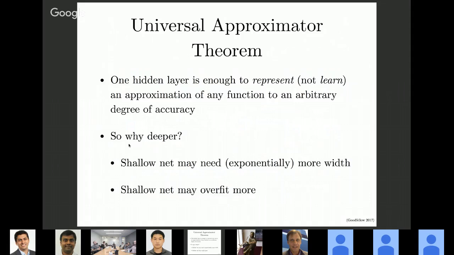The key piece of theory that everyone should know about neural net architectures is that a single hidden layer is enough to represent any function to an arbitrary degree of accuracy. So when I say represent, it's important to understand what that means. It means that if you pick a particular set of parameters, you can express the function that you want by setting the parameters of the net to those parameters. It does not mean that you can learn the function that you want.